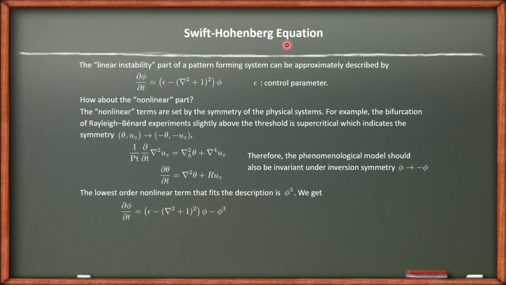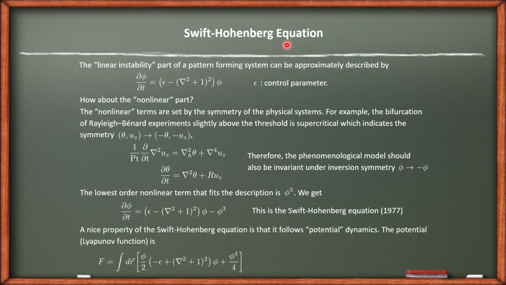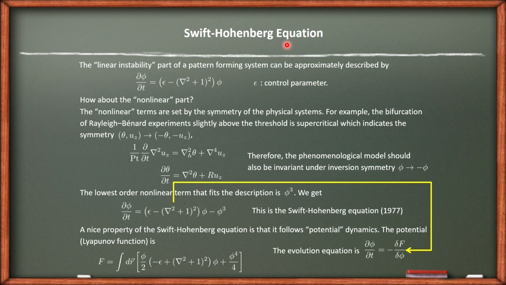Okay, so people have been using that since 1977 as a phenomenological model to discuss a lot of pattern forming systems, because it contains two basic ingredients of pattern formation. You have a part that will select the length scale, and you have the other part to select the symmetry for the system. And as I was just saying, this kind of evolution equation follows a potential dynamics, which means you can find a corresponding free energy functional. The evolution simply minimizes that free energy, so partial phi partial t equals the functional derivative of that with a minus sign. That's the Swift-Hohenberg equation. It will guarantee the energy decrease over time.